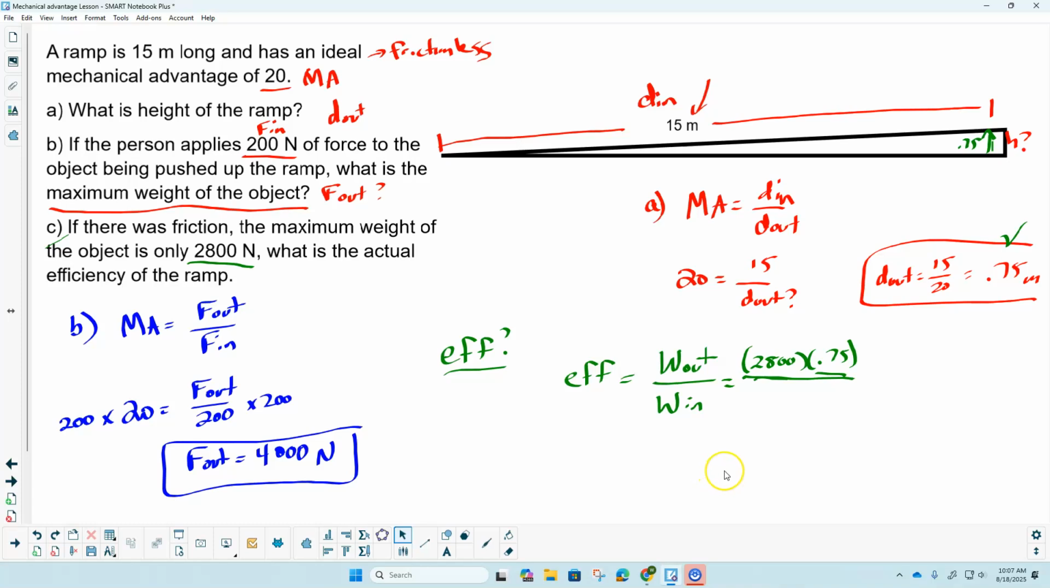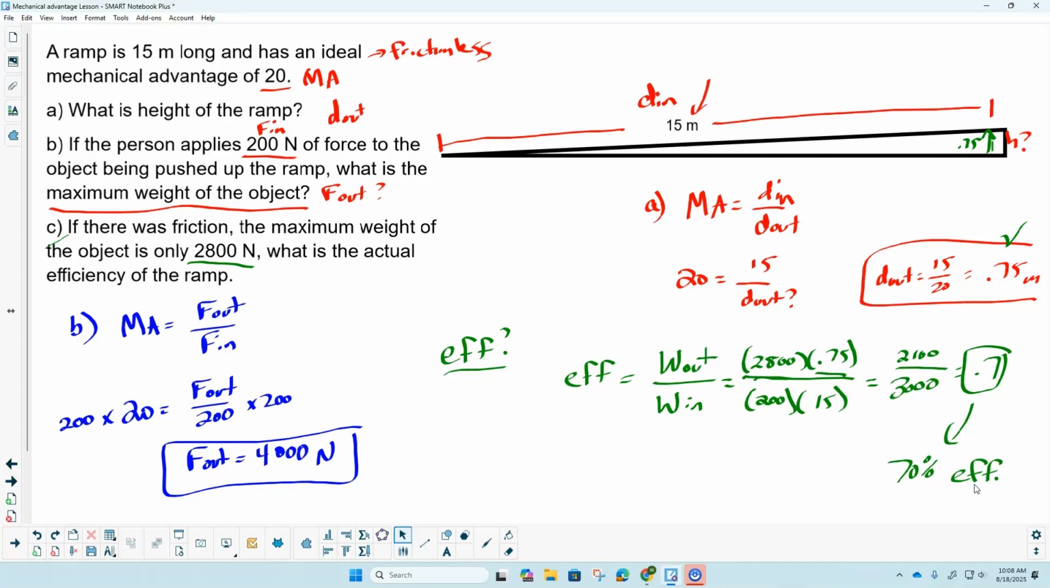For the input, we're still putting in the 200 newtons over that 15 meters. So we can put that in our calculator. 2,800 times 0.75 is 2,100. And 200 times 15, like we did before, is 3,000. So 2,100 divided by 3,000 gives us 0.7, which means it's 70% efficient. So it does 70% of the work that we put in, we get out.